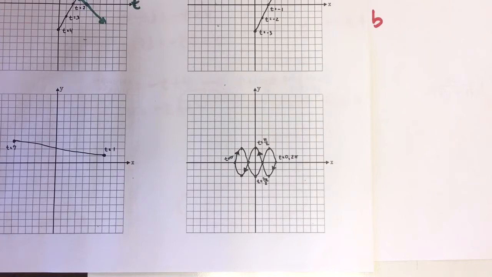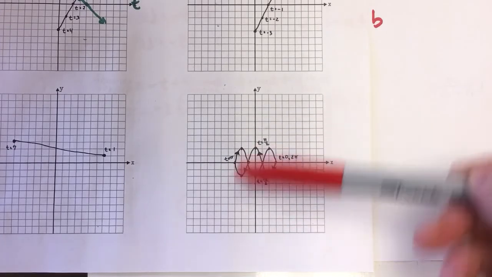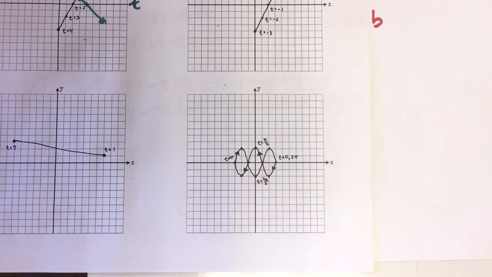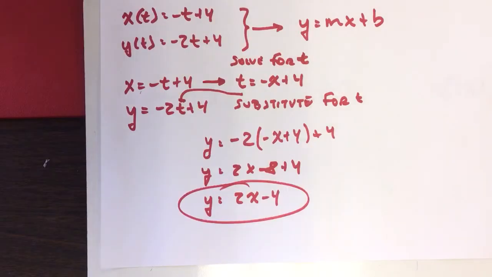That sixth one, because we're going up and down and back and forth, we're going to have something sine cosine for x and something sine cosine for y. But if we solve for t, we're going to have an inverse sine. And then we're going to have a function where it's cosine of inverse sine, and it's going to be messy working through there.